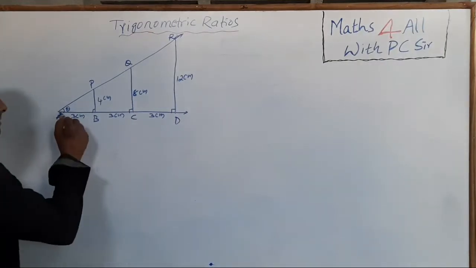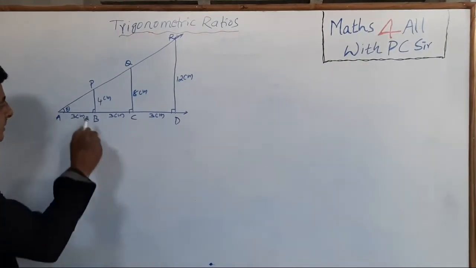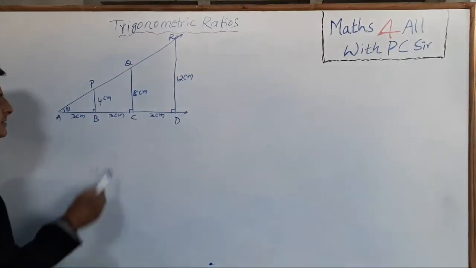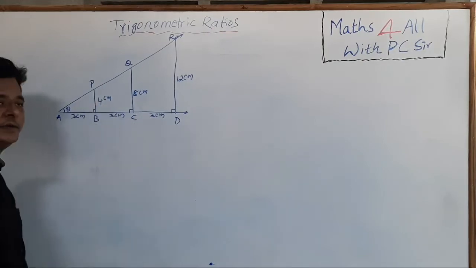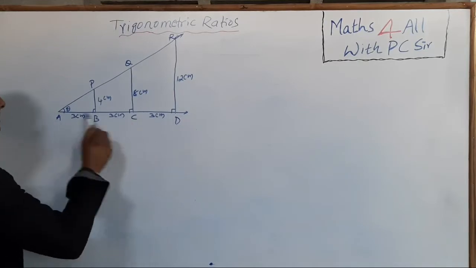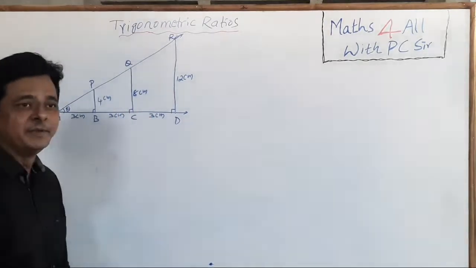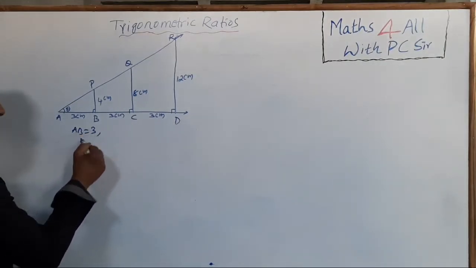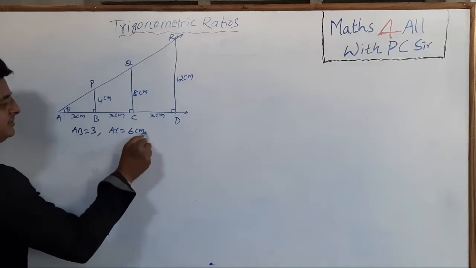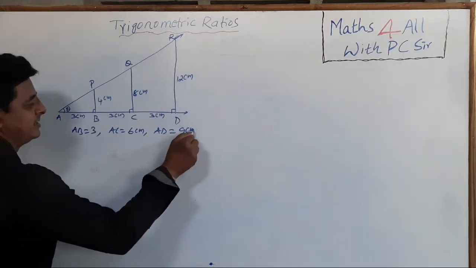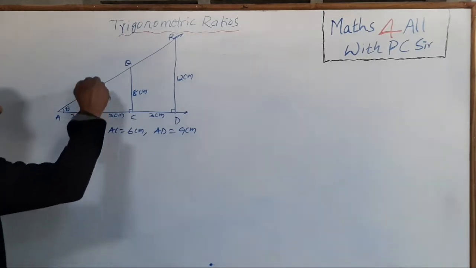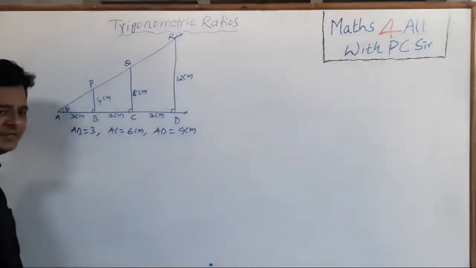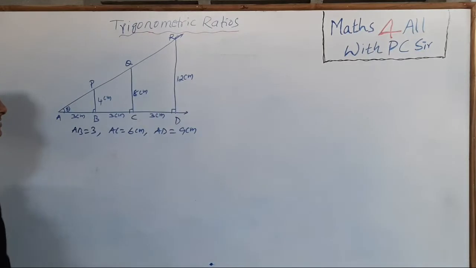From the starting point A, we draw a horizontal line and mark points A, B, C, D. AB equal to 3 centimeters, AC equal to 3 plus 3, 6 centimeters, and AD equal to 3 plus 3 plus 3, that is 9 centimeters. From B, draw a perpendicular PB of 4 centimeters, from C, QC of 8 centimeters, and the next, RD, of 12 centimeters.